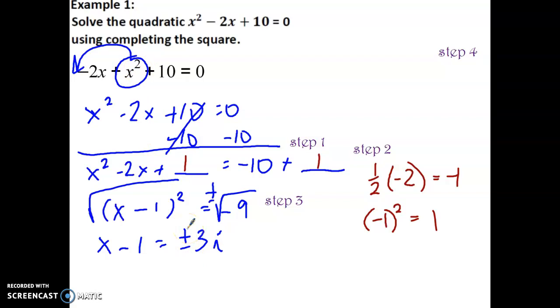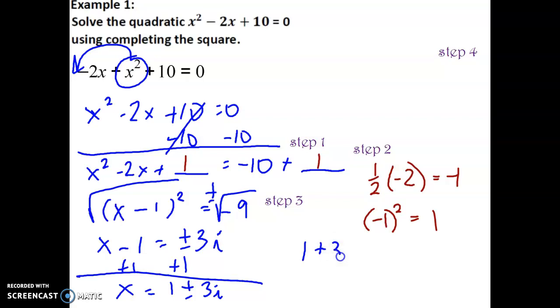All right, and now I'm going to get the x by itself. So I'll add 1 to both sides. So x equals 1, right? I'm going to put my real part first, plus and minus the square root of 3. So I do, in fact, have 2 answers here. I'm sorry, not square root of 3, 3i. 1 plus 3i is my first answer, and 1 minus 3i is my second answer. Okay, so now let me move my 4 down there. All right, that's where I solved it using my square root method.